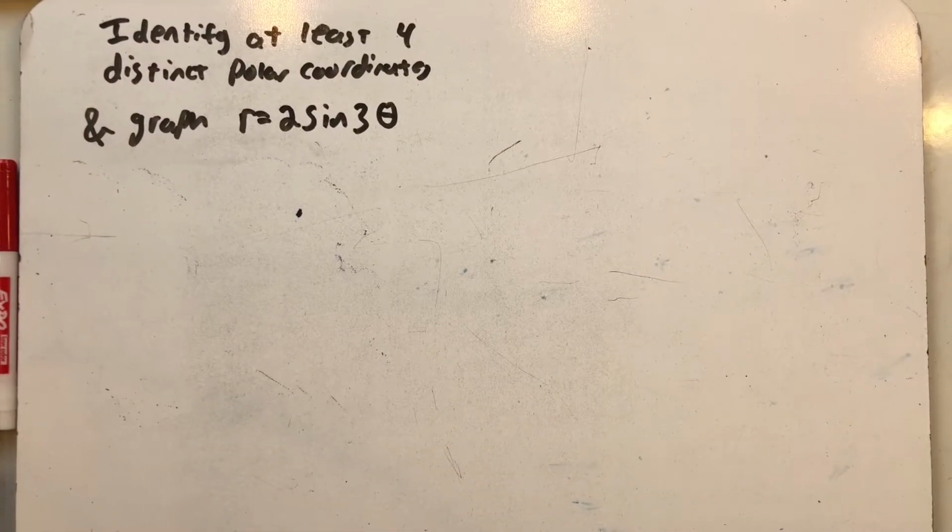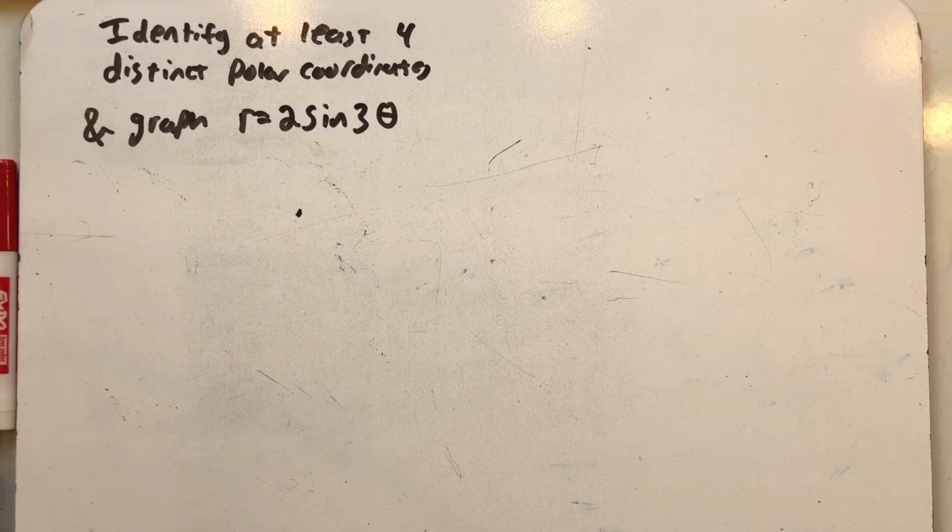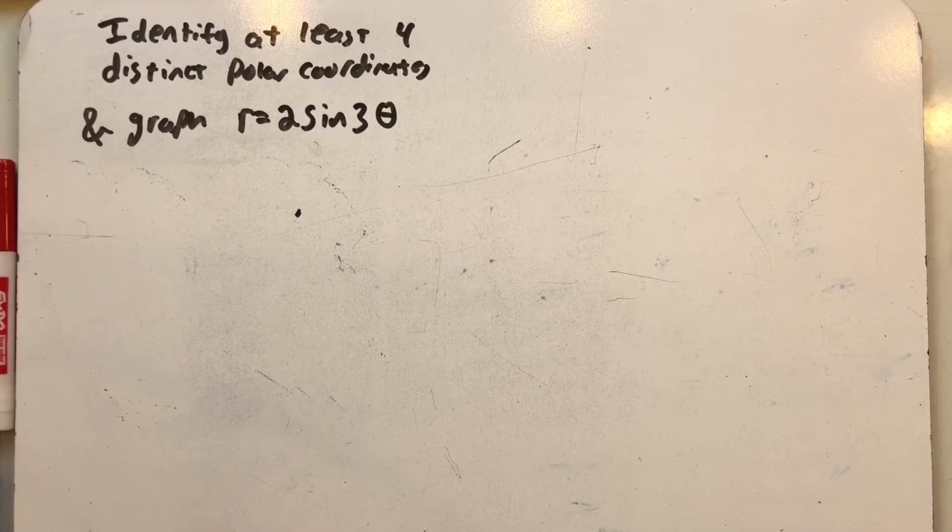We've been asked to identify at least 4 distinct polar coordinates and graph r equals 2 sine of 3 theta. So I see a rose curve, if I recognize this equation. If I don't, maybe my graphing calculator can help me out.